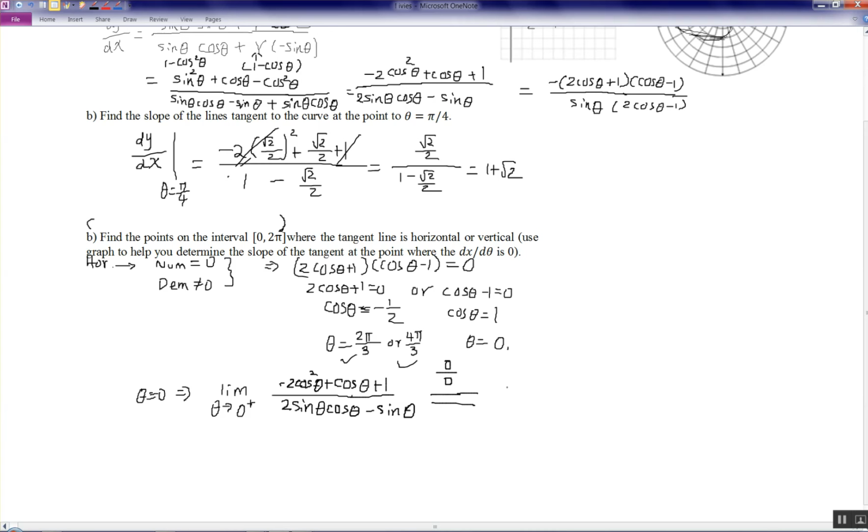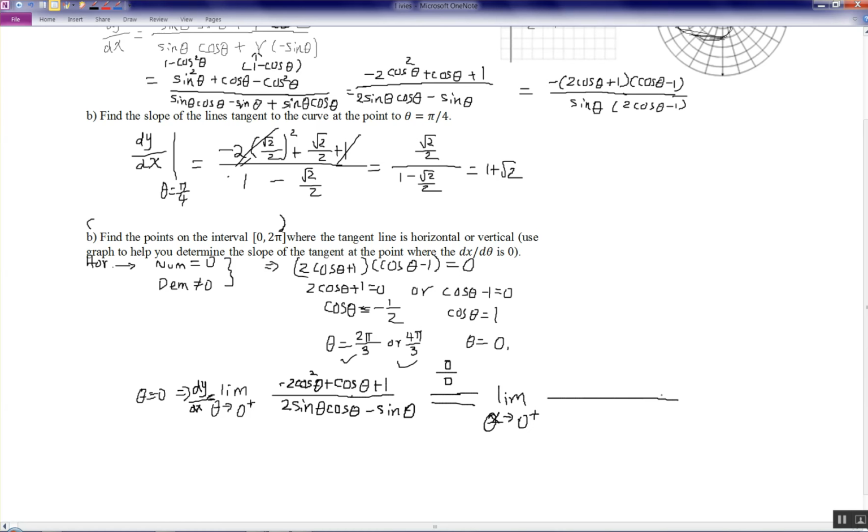So let's apply L'Hopital's rule. X approaches 0, theta approaches 0 from the right. By the way, this is actually the dy/dx, right? We are doing this because when theta is equal to 0, we have 0 over 0 type. Therefore, we are trying to do L'Hopital's rule.